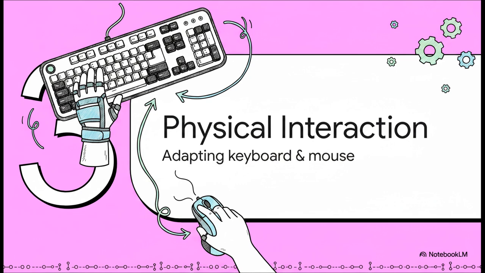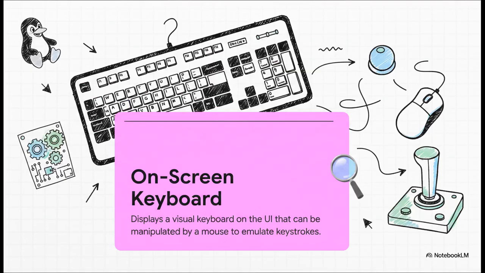All right, next up, let's switch gears and look at features for users who face challenges not with their vision, but with physical interaction. Things like using a keyboard or a mouse. The on-screen keyboard is a perfect example of this. For anyone who physically can't use a standard keyboard, this gives them a software version right on the screen. And you can control it with a mouse, a trackball, a joystick, really any kind of pointing device. It makes sure that typing is still totally possible.